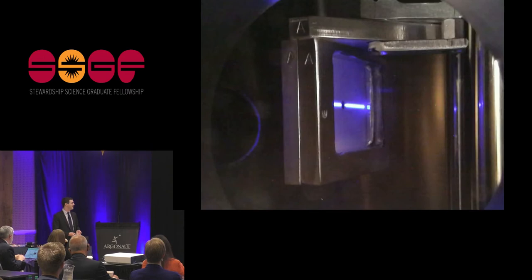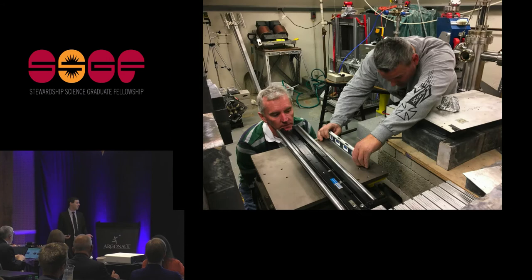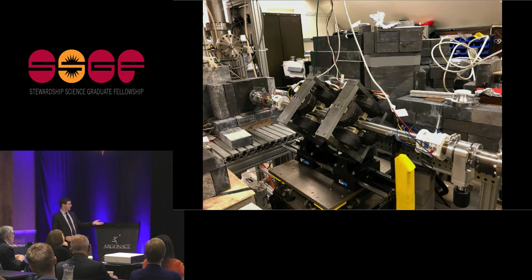We got two quadrupoles. We added some steering coils. We added a Faraday cup. Our engineering team put in a system where you can move the quadrupoles back and forth and figure out where they need to be. It looks like this now. So we have two sets of steering coils, two quadrupoles. Works a lot better.